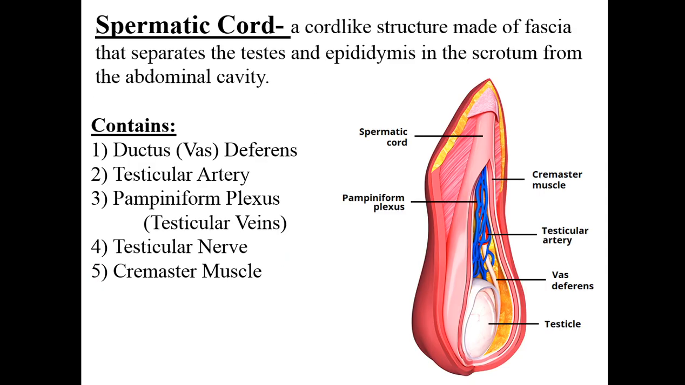So the spermatic cord. The spermatic cord is just a little cord-like structure that's essentially made of fascia, and it separates the testes and the epididymis in the scrotum from the other stuff in the abdominal cavity. So in our spermatic cord, we are going to find the ductus deferens, which we've already said, but we're also going to find the testicular artery, the pampiniform plexus, which are the testicular veins. We've got the testicular nerve, and then the cremaster muscle are all in the spermatic cord.